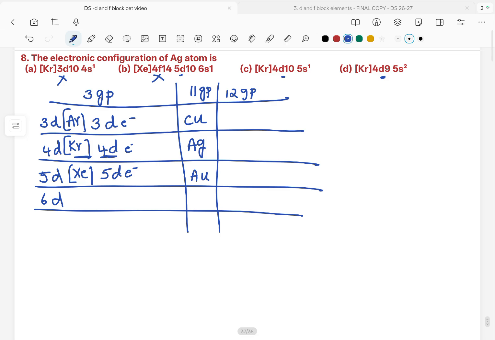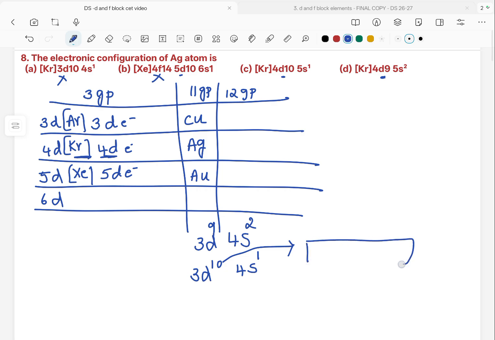In these two, when we talk about the configuration of these elements, 11th group elements should have 3D9 4s2 electronic configuration, but they violate the Aufbau principle and they show 3D10 4s1 electronic configuration, as a completely filled D orbital gains extra stability.